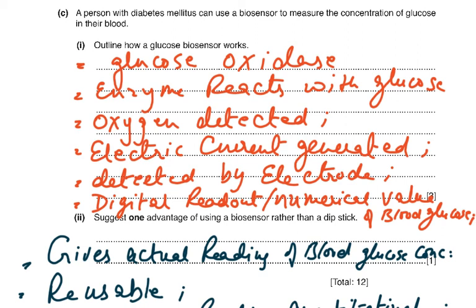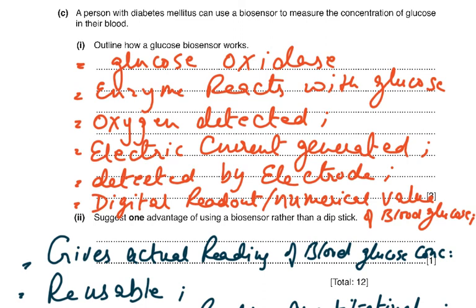Then the next part says suggest an advantage of using a biosensor rather than a dipstick. The dipstick was the one we used for checking if the urine specimen has glucose. It's a little strip that you put in, and then you dispose of it because there's a chromogen on it that changes color. So you can't use that again and again. With the biosensor machine, you need the strips, of course, and you add blood to the strip, which is then thrown away, but the machine can be used again and again.